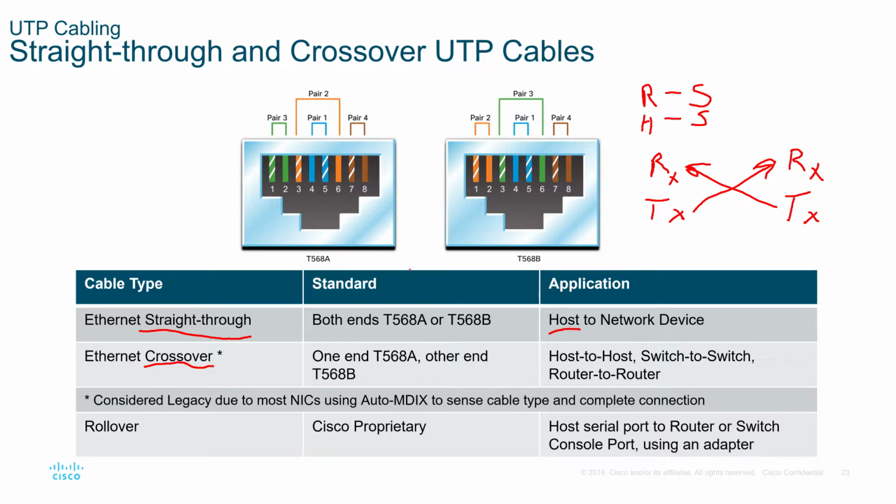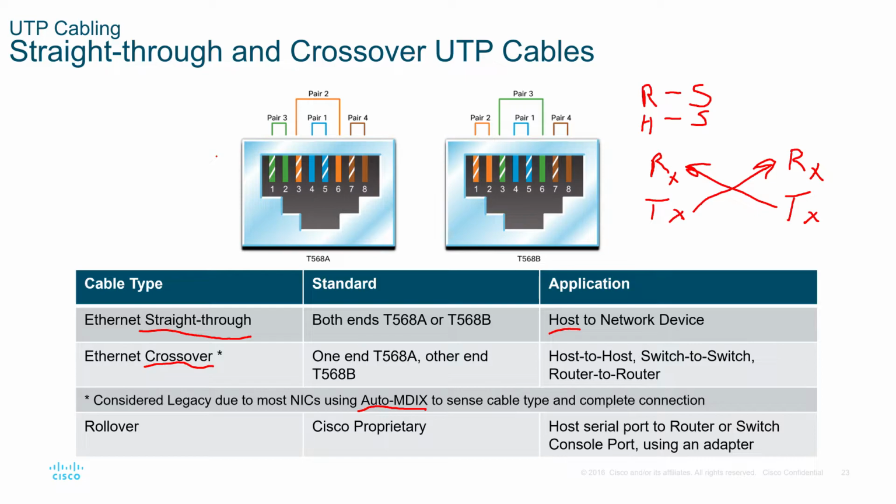Many pieces of equipment today have MDIX. MDIX electrically checks the type of cable that you've connected, and if you've connected the wrong cable, it electrically changes the property in the connection to make it work. Not all devices have MDIX, so you really need to know what type of cable to use in different situations.